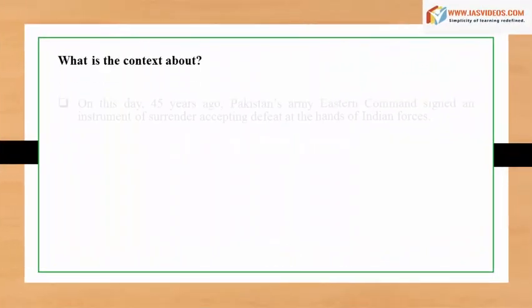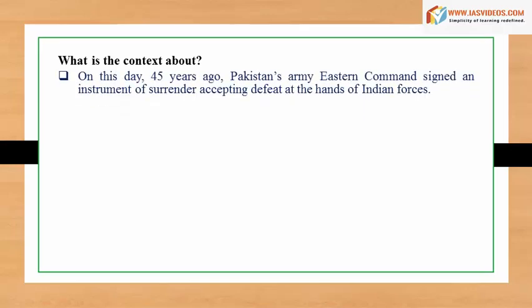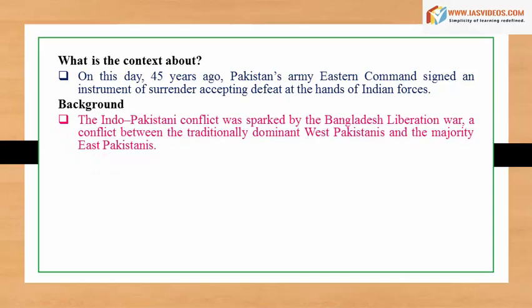What is the context about? On this day, 45 years ago, Pakistan's Army Eastern Command signed an instrument of surrender accepting defeat at the hands of Indian forces. Background: the Indo-Pakistani conflict was sparked by the Bangladesh Liberation War, a conflict between the traditionally dominant West Pakistanis and the majority East Pakistanis.